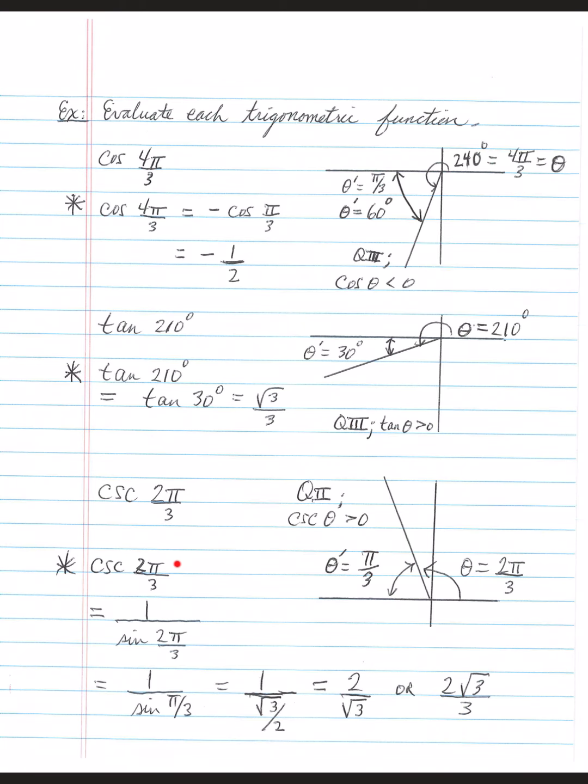Cosecant of 2 pi over 3 is going to be positive 1 over sine of 2 pi over 3 because of the reciprocal identity. The reference angle is pi over 3, so sine of 2 pi over 3 is positive sine of pi over 3, and from the table, that's square root of 3 over 2. 1 divided by square root of 3 over 2 is 2 over square root of 3. If you have to rationalize, that's 2 square root of 3 over 3.